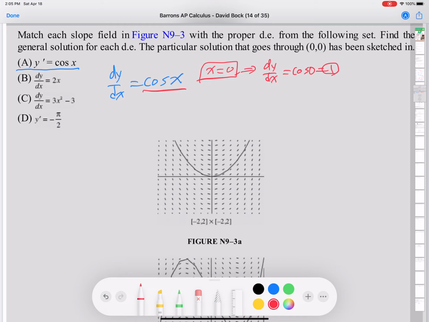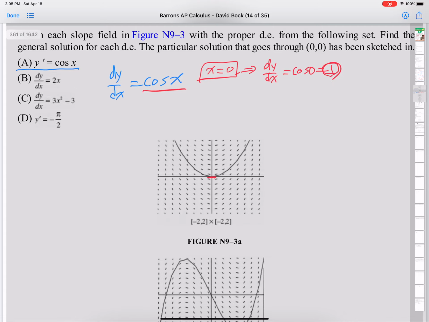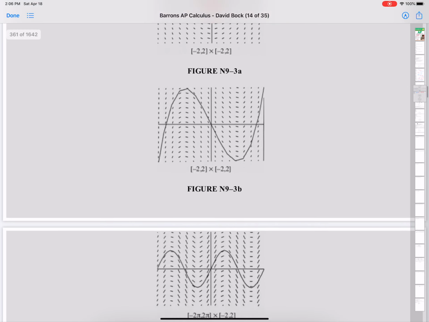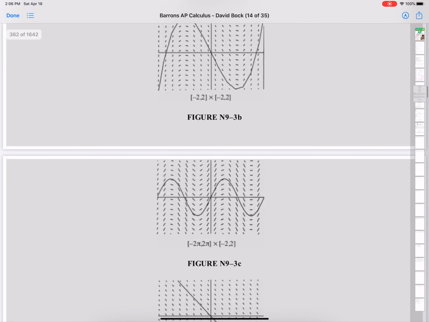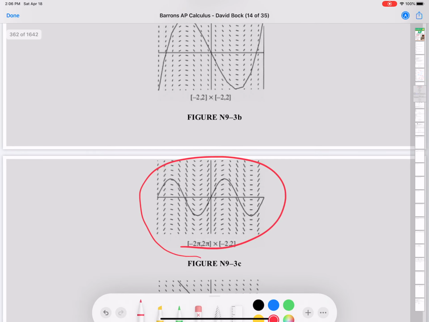So this figure is not the answer. The first figure is not the answer because the slope at x equals 0 is 0. In that graph, the slope of the tangent line at x equals 0 is 0. It has a horizontal tangent line, right? So the slope is not 1. The slope should be 1. So which graph? Let me see. I got it. This graph. This graph is the answer.